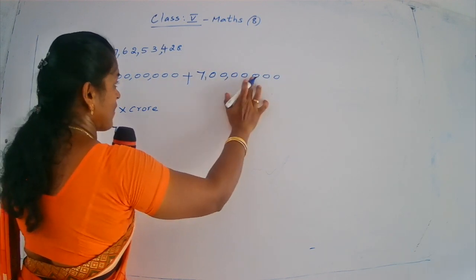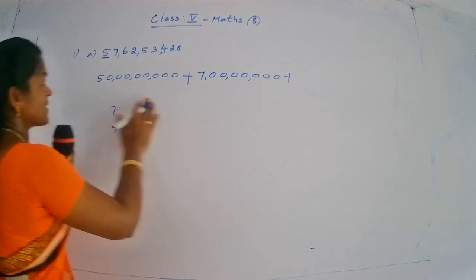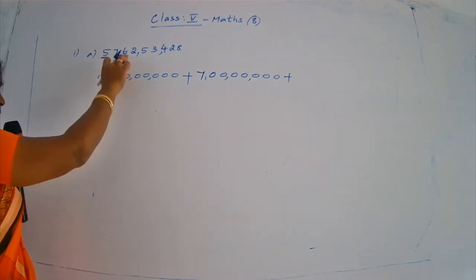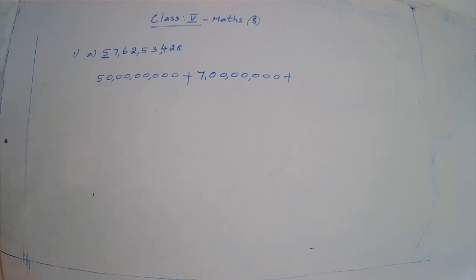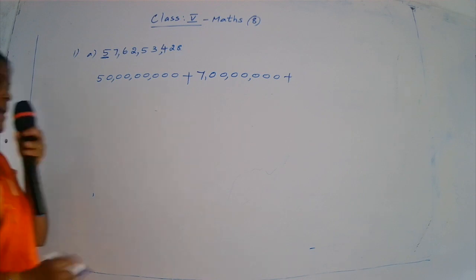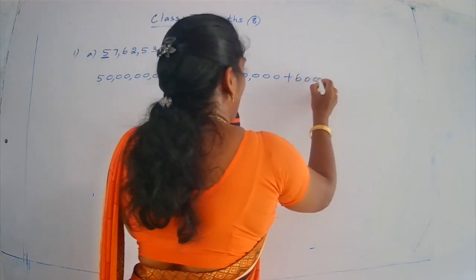Okay, children. 7 crore plus the next digit, 6. What is the place value of 6? 6 into 10 lakh. So 6 into 10 lakh is equal to 60 lakh. Okay, 60 lakh.